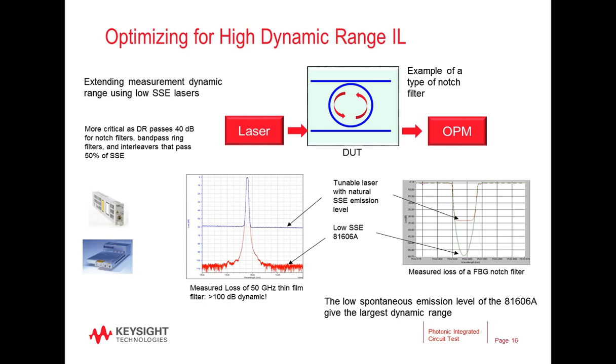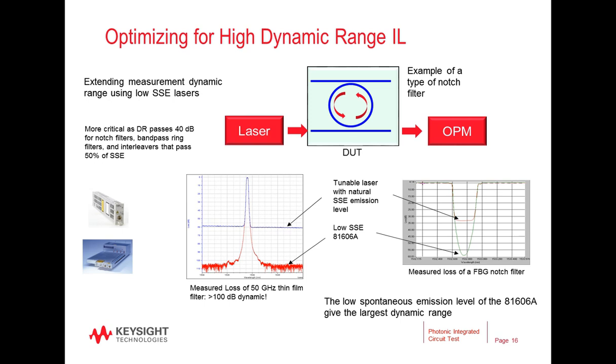You can see in the lower left a filter made with a standard tunable laser and one made with the low SSE shown by the red curve. We get more than 40 dB extra dynamic range with using the low SSE. In this case, the laser is an 81606.